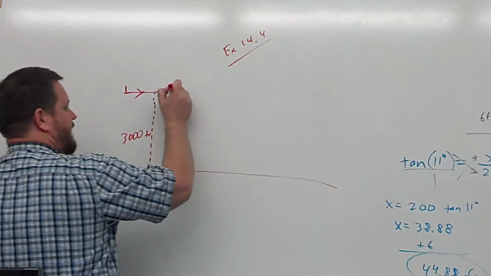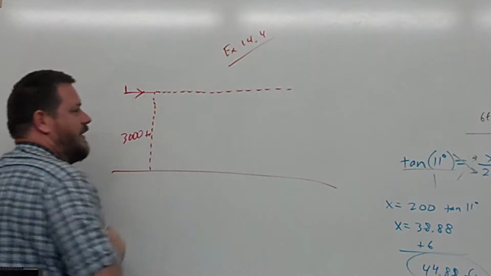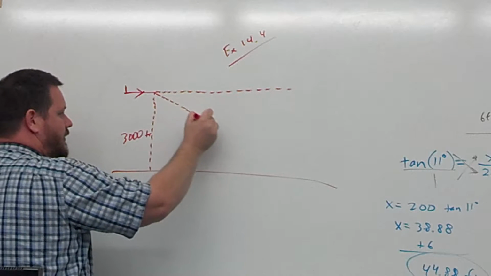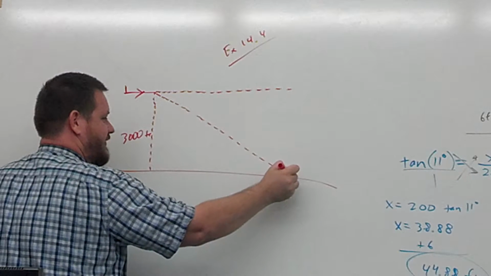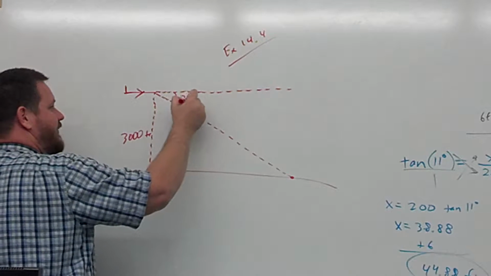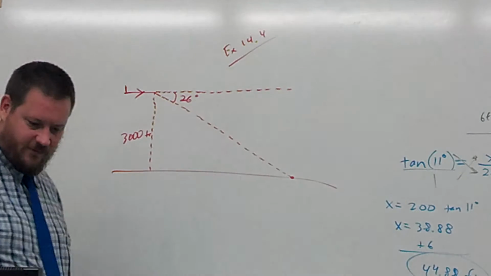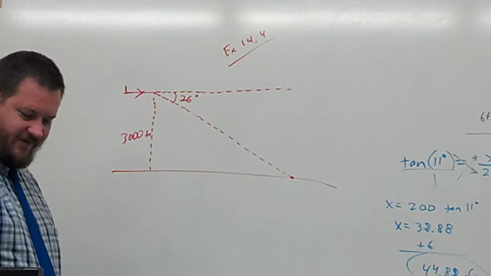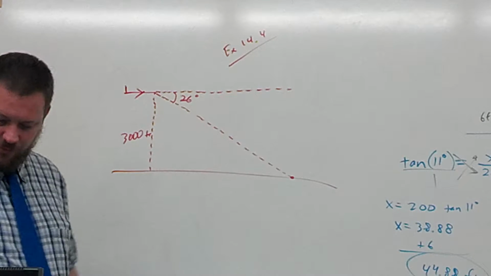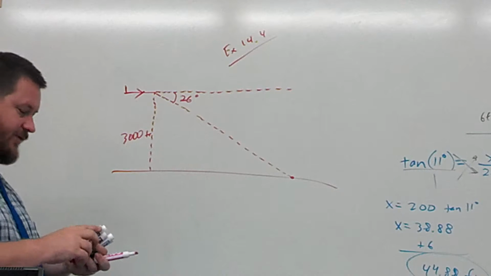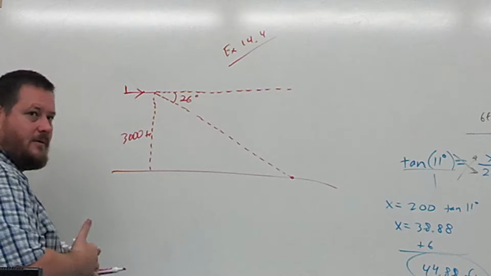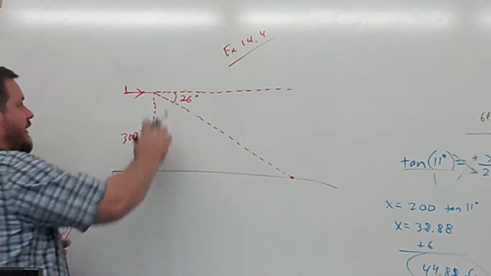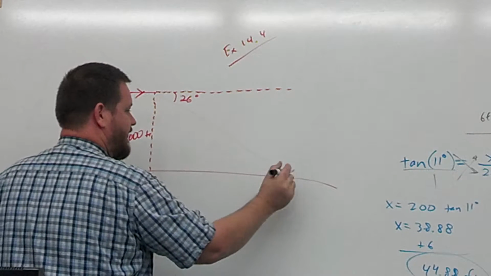Okay, so if this is horizontal and it's an angle of depression, that means he's looking down at an angle. He's looking down and he sees something on the ground at an angle of depression of 26 degrees. And the question is, what is the slant range from the airplane to the object? It's asking for this distance.